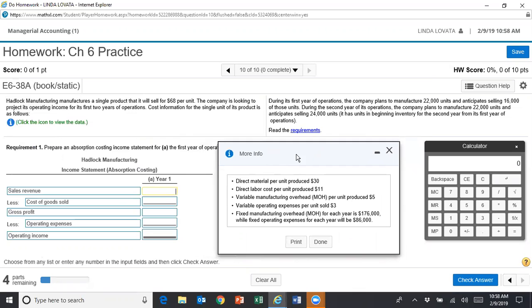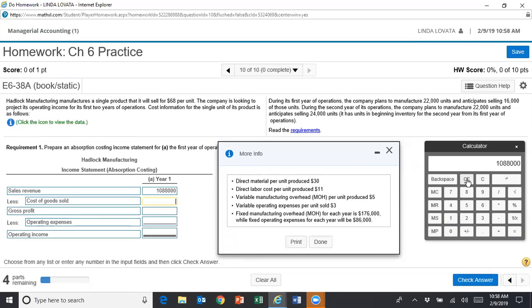Sales revenue, based on what you sell, not what you predict, of what you produce. So you've got 16,000 times our sales price, which is way over here, of $68. So that is 1,088,000.